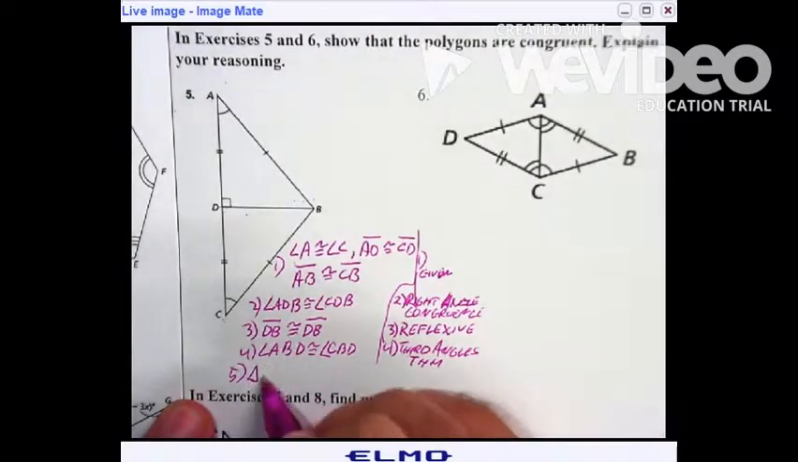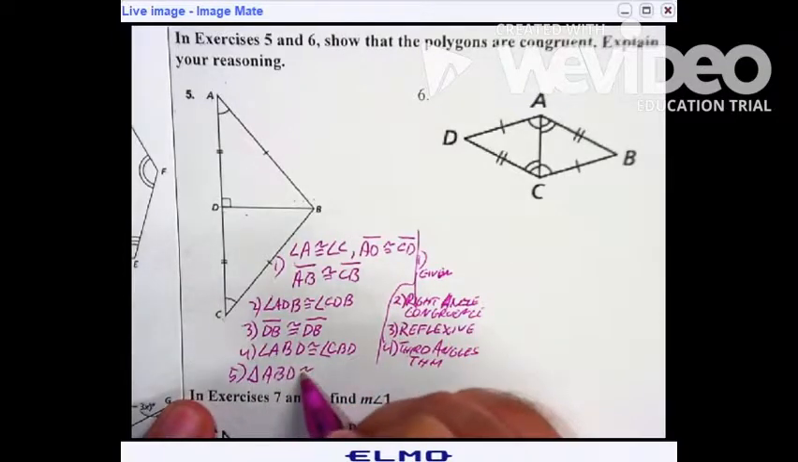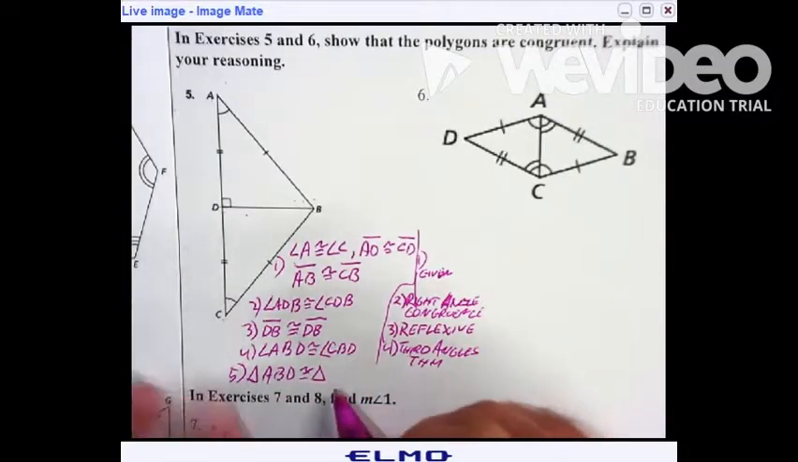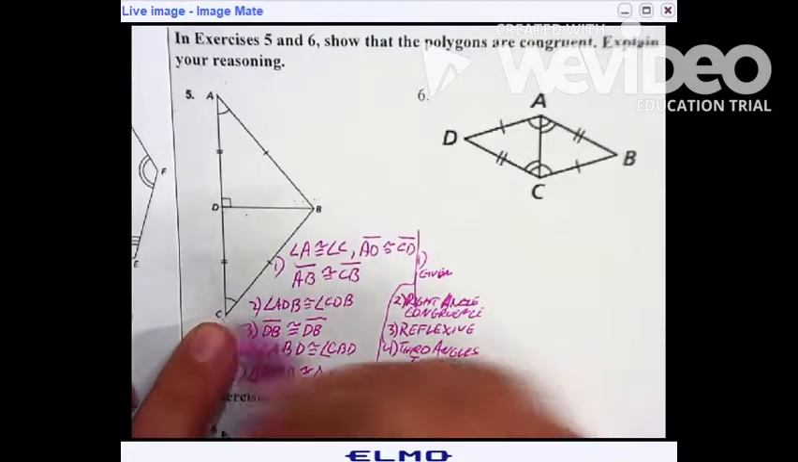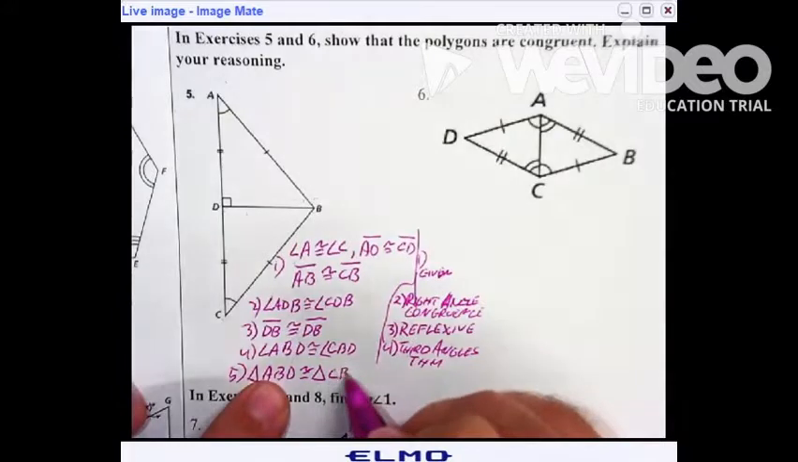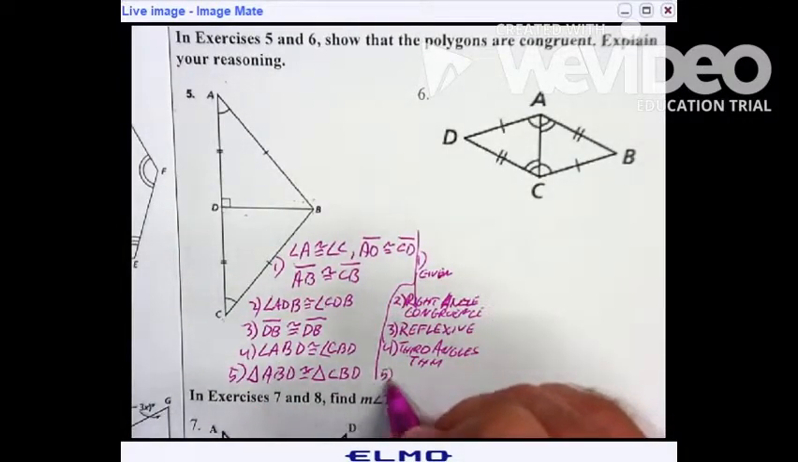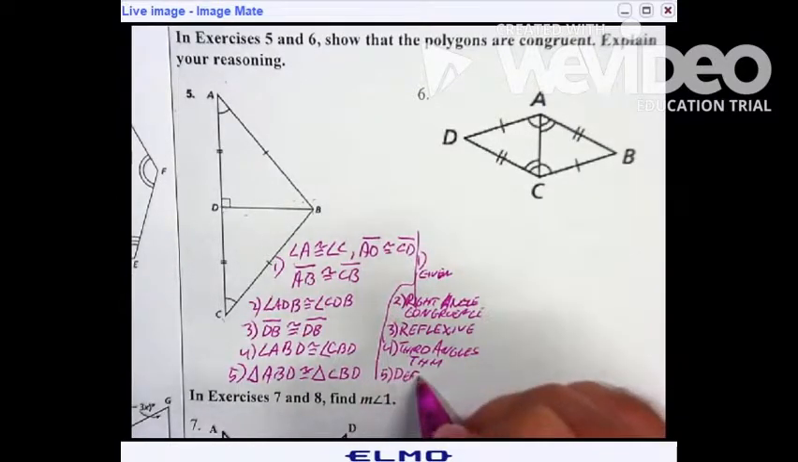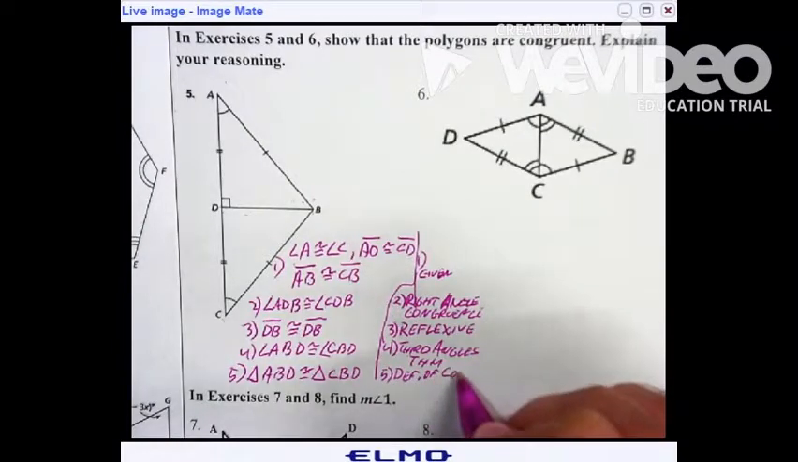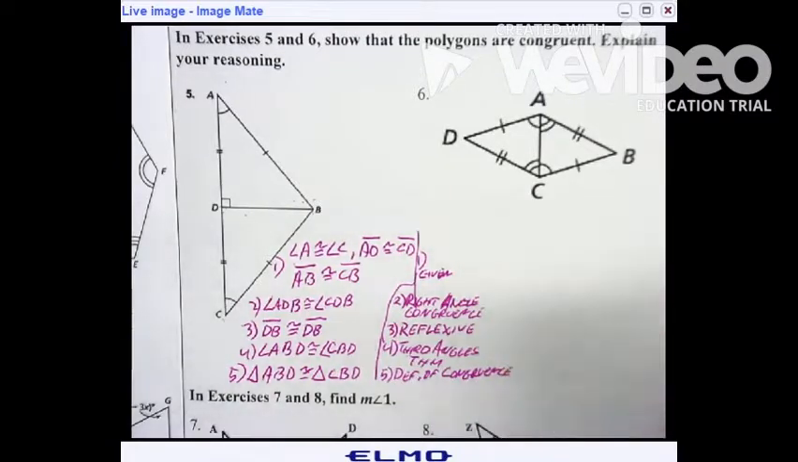So triangle ABD is congruent to, make sure I match this up. A went with C. B went with B. And D went with D. There we go. So triangle ABD is congruent to triangle CBD. How do I know? This is the definition of congruent triangles. Definition of congruence. Yeah, spelling is not my strong suit. So there it is. A little bit tedious, but not terrible.